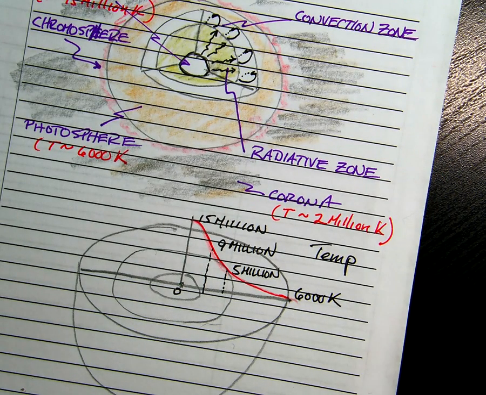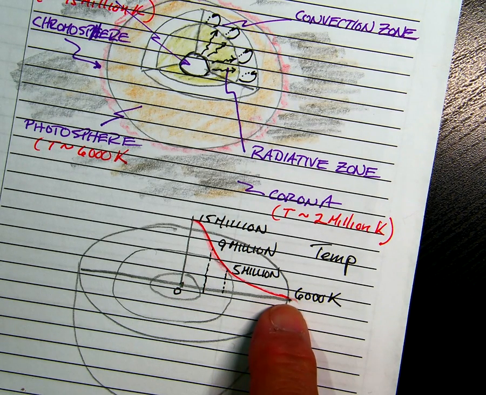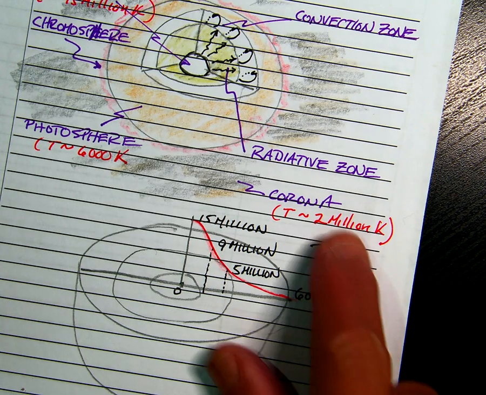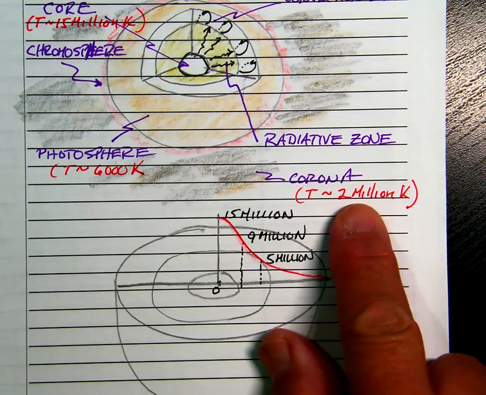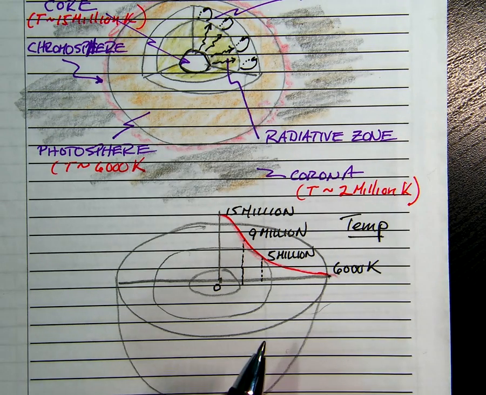So that should give you an idea of the temperature from the core to the outside. And then of course you realize that as the temperature goes into the corona, it gets up to 2 million degrees Kelvin. So that's what it's looking like. Now that's temperature on one side. On the left hand side we have density.